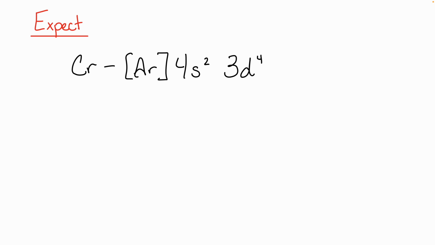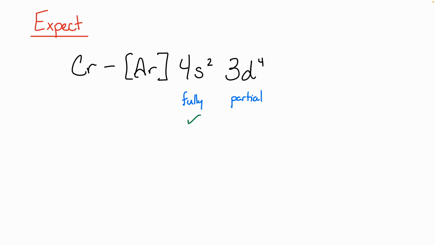Well, remember we said there was something special about being fully filled. So this s orbital right here is happy. It's fully filled, with the maximum number of electrons possible. So that's a good thing. But this 3d4 orbital here is only partially filled. There's nothing special about that. It is neither half nor fully filled.